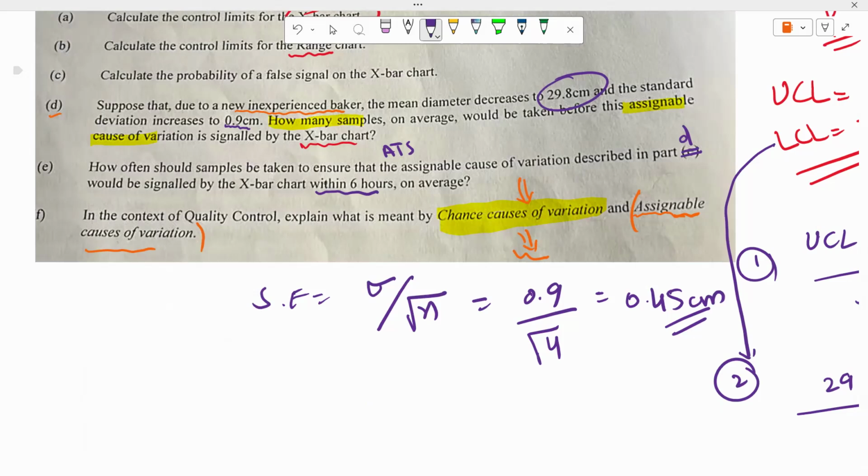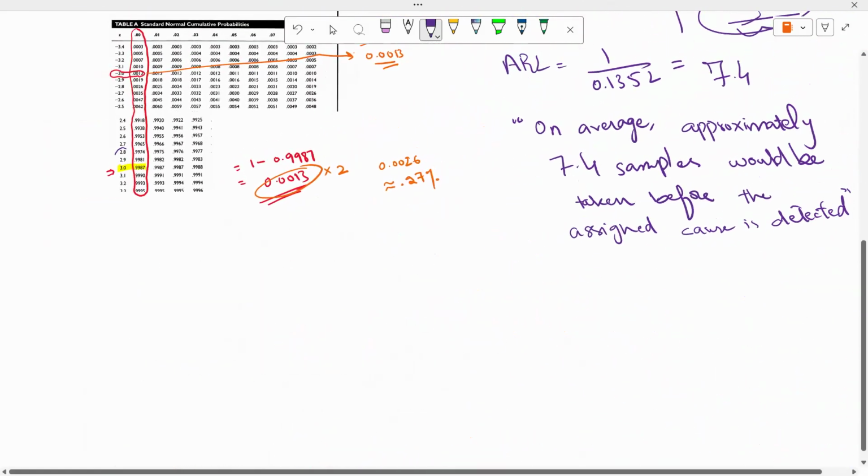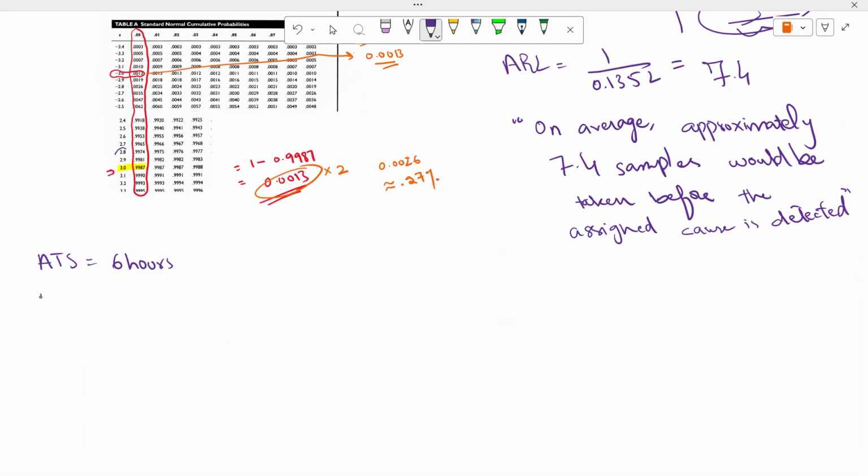And this is exactly how we define the average time to signal. Our average time to signal is the time taken to signal out the cause of variation. So they have given us the ATS, but what they want to ask is how often should we take the sample in order to signal out the cause of variation within 6 hours, right? So let's do this. Our ATS given to us is 6 hours. We know my ARL is 7.4.